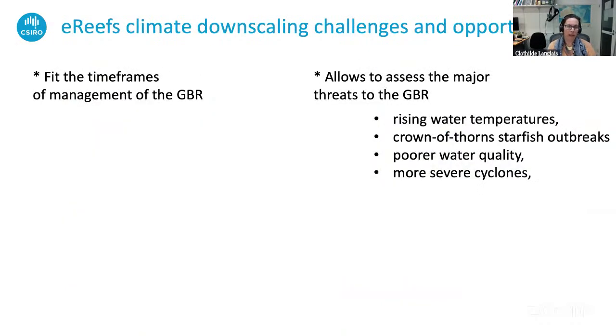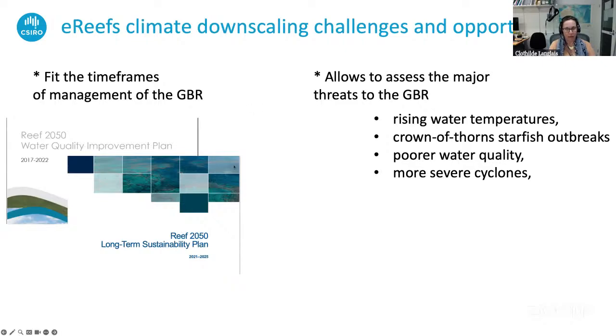So when we think about our climate downscaling, we had some challenging opportunities there. We wanted that to fit with the time frame of the management of the Great Barrier Reef. And also we wanted a product that allows us to assess the major threats to the Great Barrier Reef. In terms of time management, we actually have a lot of plans in place from the Queensland government and also the federal government. And the time frame is really 2050. So that was our time frame that we have to keep in mind. We want to have a tool that allows us to inform those plans. And usually they update those plans every 4 or 5 years. And we want to assess those risks.